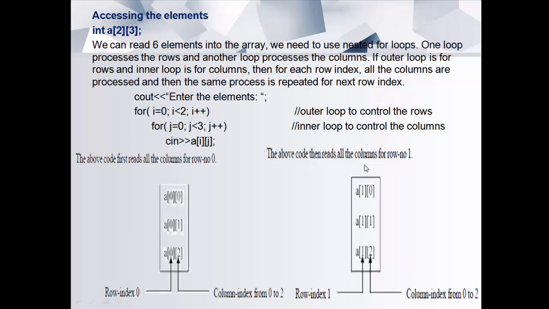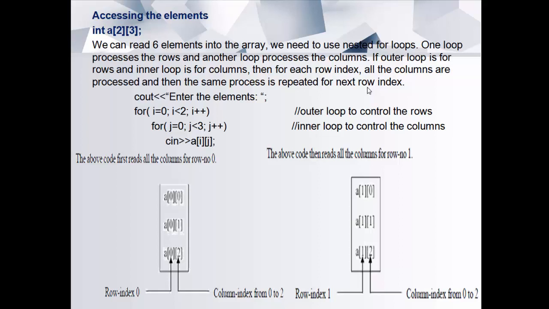So, accessing the elements in two-dimensional arrays, we can read 6 elements into the array. We need to use nested for loops. One loop processes the rows and another loop processes the columns. If the outer loop is for rows and the inner loop is for columns, then for each row index all the columns are processed, and then the same process is repeated for the next row index.